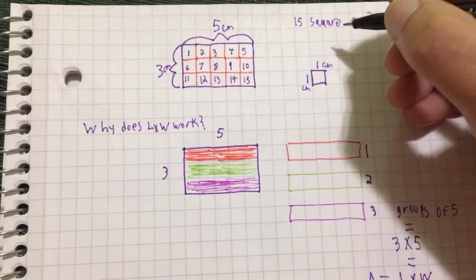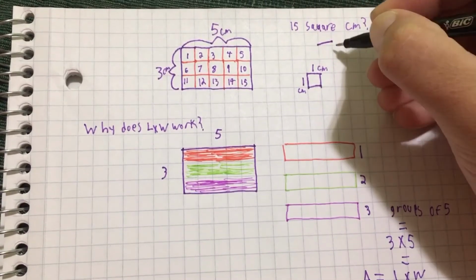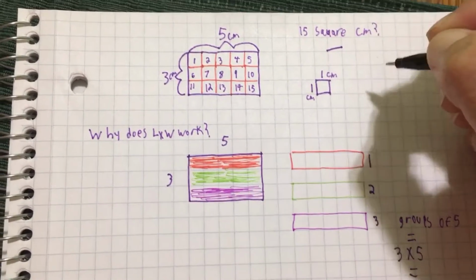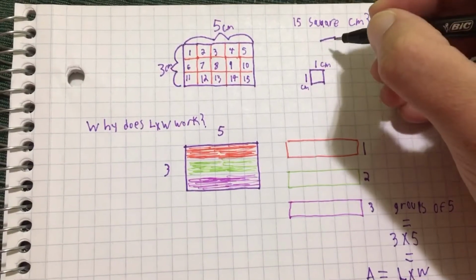If we were saying just 15 centimeters, that would simply be one line. Sorry for that. That's not a straight line, but it would just be one line. It's not a square, it's just a centimeter.